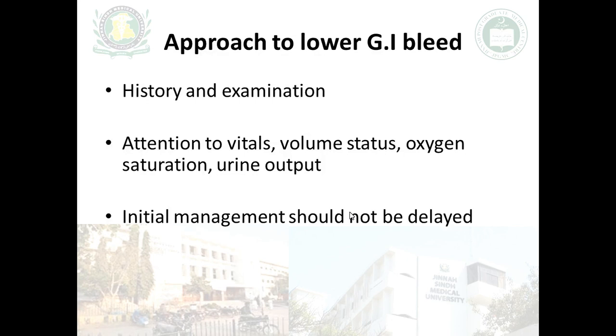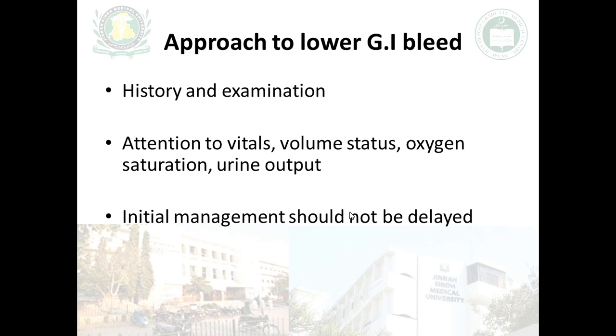So when a patient comes to you with a lower GI bleed, how do you approach the patient? Obviously, in any clinical setting, we first take the history. Then you should examine the patient. The specific attention that should be given is to the vitals, volume status, oxygen saturation, and the urine output. It will tell you whether there is severe bleeding or not.